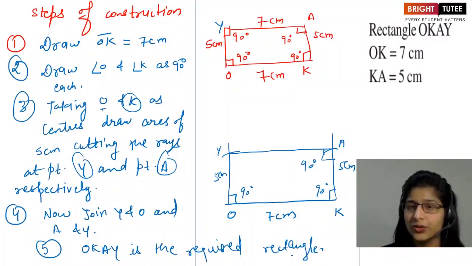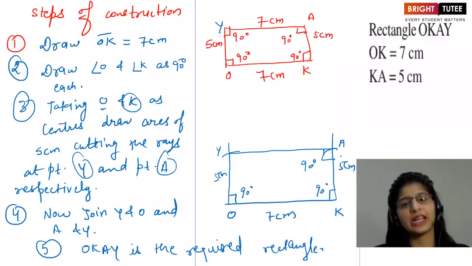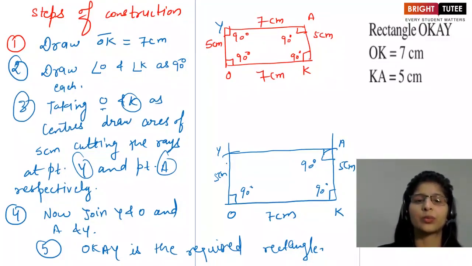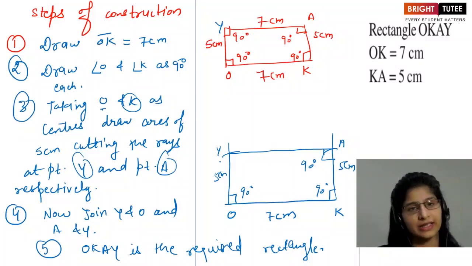Right, so I told you two ways to construct it. Either you draw 90 degrees on O and K, and then from K you make an arc of 5 centimeter, that will give you point A. You make 90 degrees angle at point A, it will cut the previously drawn arc of 90 degrees of angle O at point Y, and then we can join the points to get the required rectangle. Clear? So I hope when angles are given and adjacent sides are given, you can definitely construct it now. You're all clear about it.